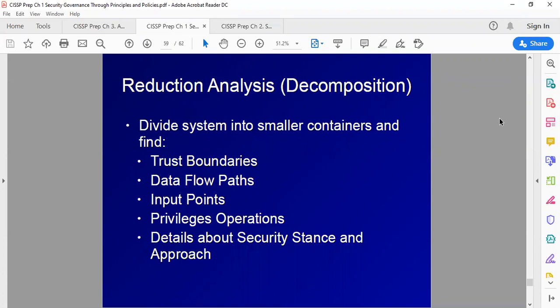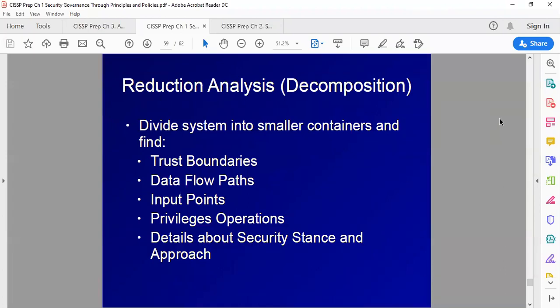The reduction analysis divides a system into smaller containers and finds trust boundaries, data flow paths, input points, privilege operations, and details about security stance and approaches. So this decomposition needs to be done at the same time.